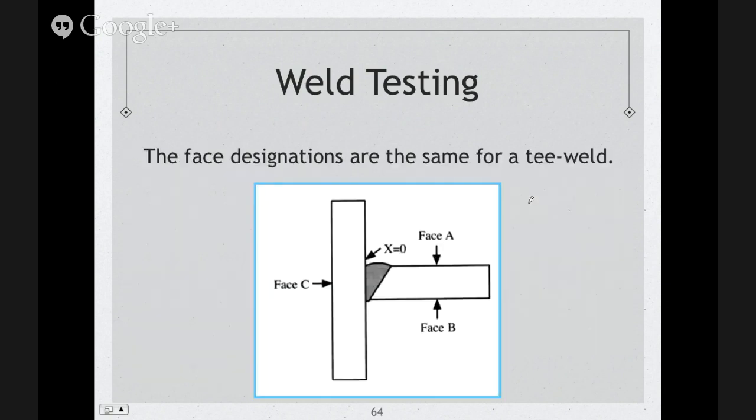The face designations are the same for a T weld. Right? Again, this would be straight, and this too would be angle beam. So you might use a couple of wedges here, right? And you need to know what angles you're going to be shooting at, and depending on your angle, you need to scan your probe back and forth to get all these different sections, right?